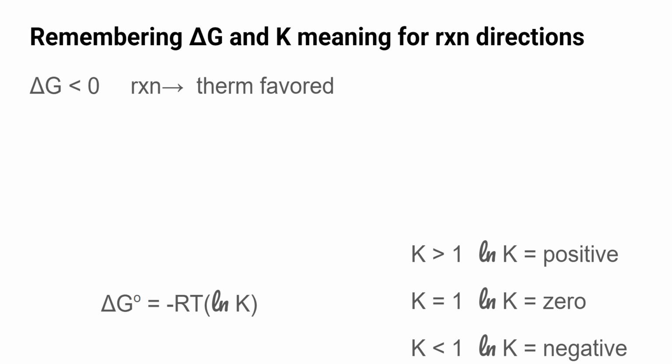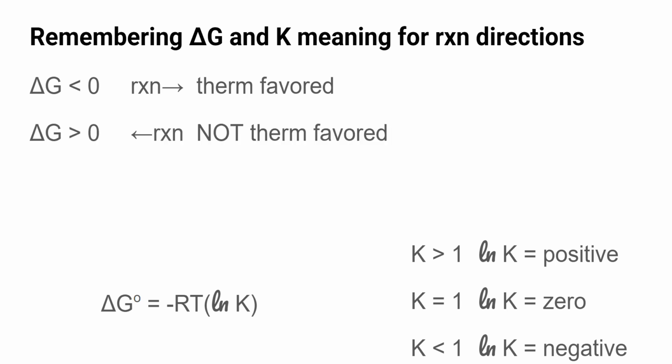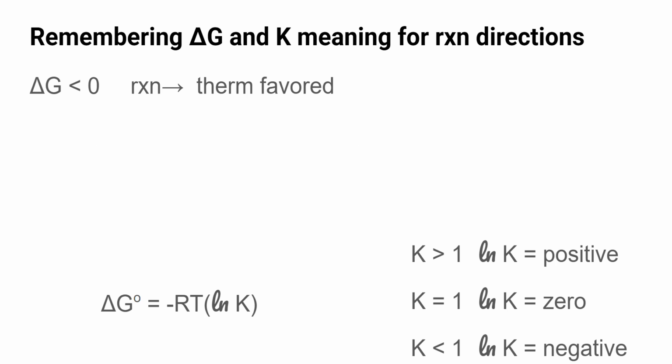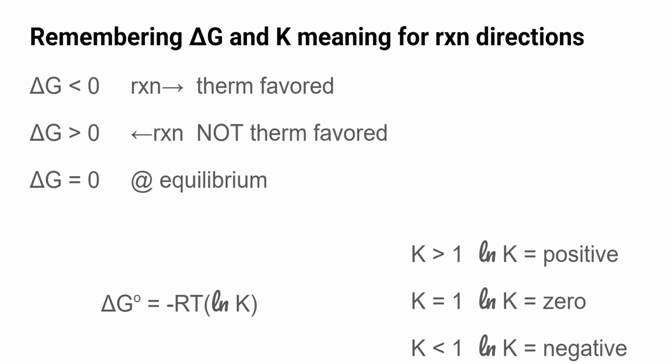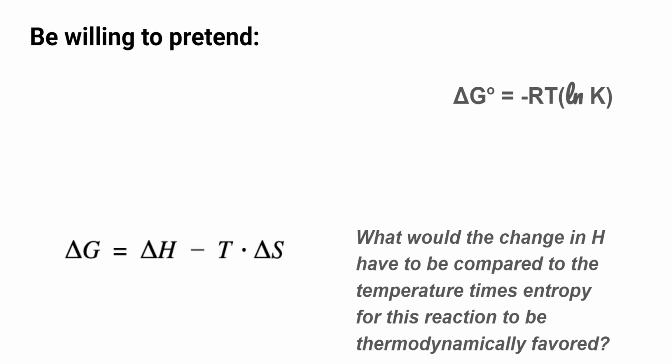So we have to remember what delta G and K mean for the reaction directions. We already talked about this. If delta G is negative, then it's thermodynamically favored and it's going to go forward. If it's not thermodynamically favored, it's going to go backwards. And if it's zero, then it's at equilibrium.